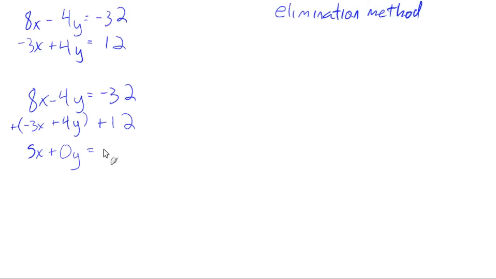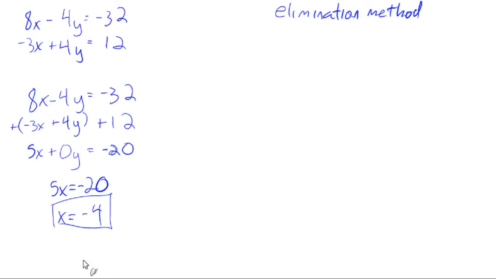I want to say negative 10. Negative 20. Pardon. Okay. Arithmetic is tricky stuff. So now we have 5x equals negative 20. And we're going to solve for x now. Divide by 5 on both sides, x is negative 4.